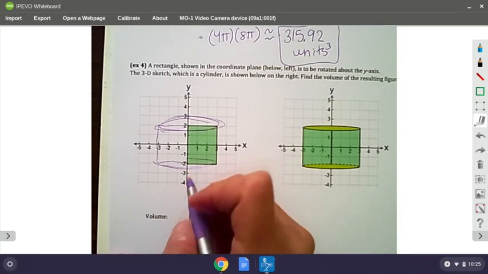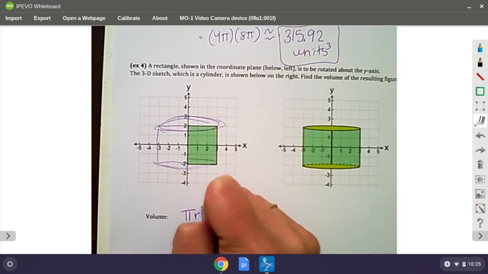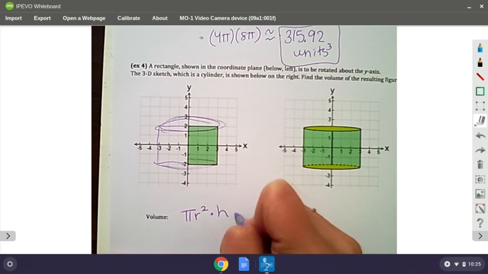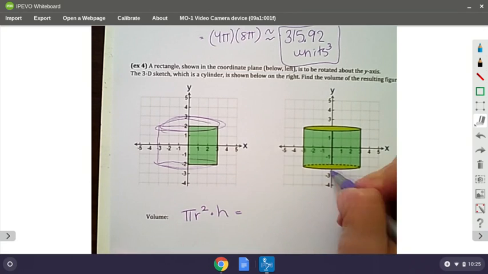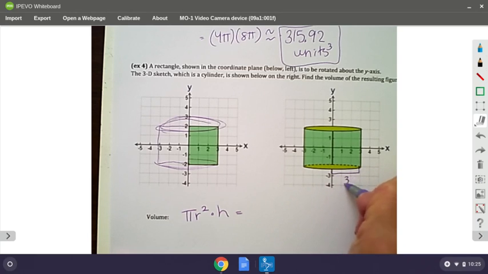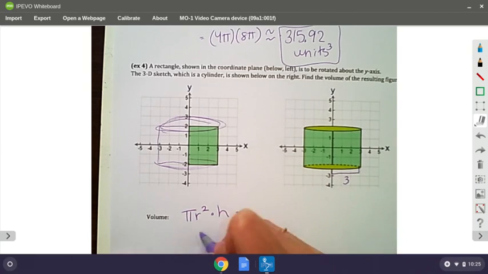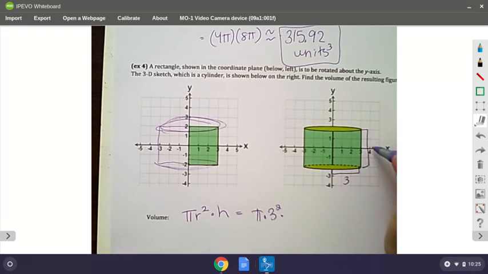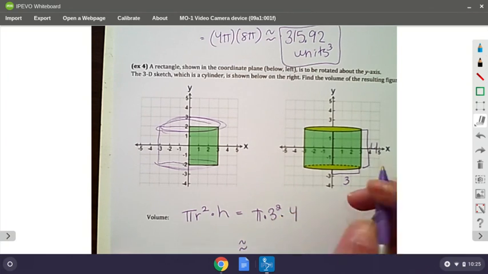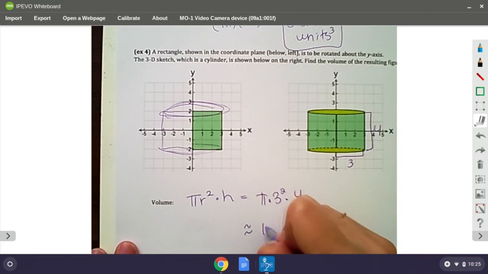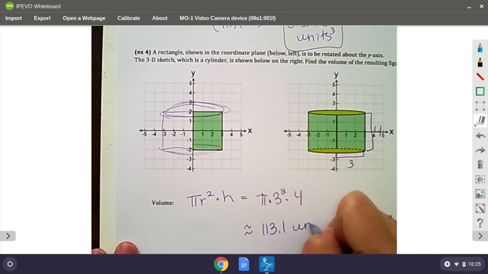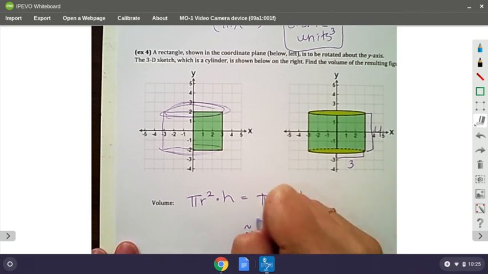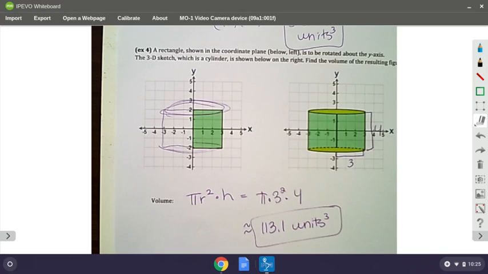So remember the volume of a cylinder is the area of the base times the height of the cylinder. So the radius of the base would be 3. So we're going to have pi times 3 squared times the height of the cylinder, which is 4 units. So plug that in, and you end up getting 113.1 cubic units. Okay, so those are all the examples I had for the notes.